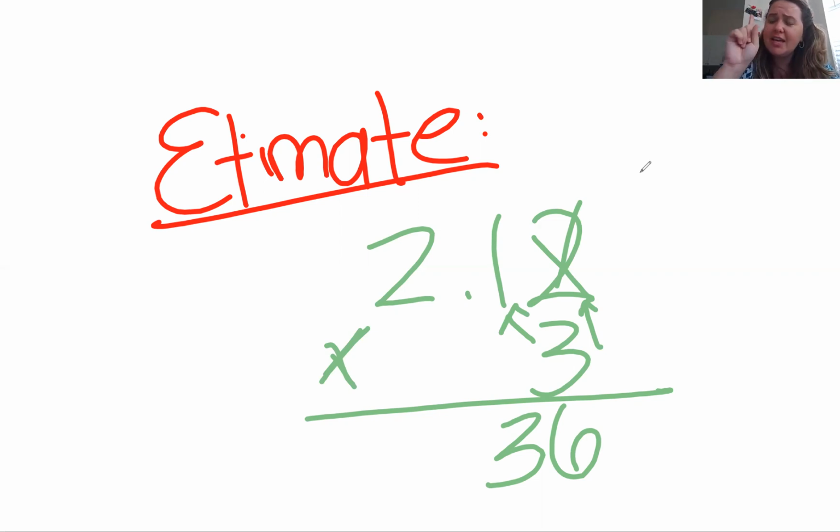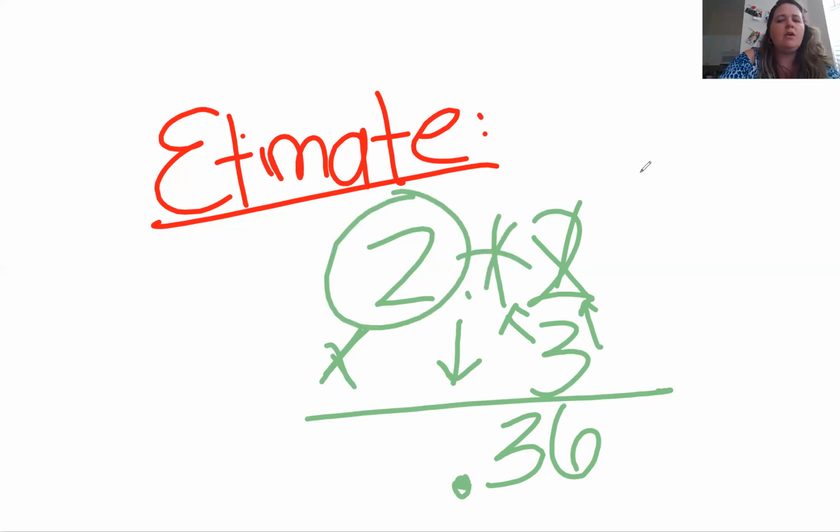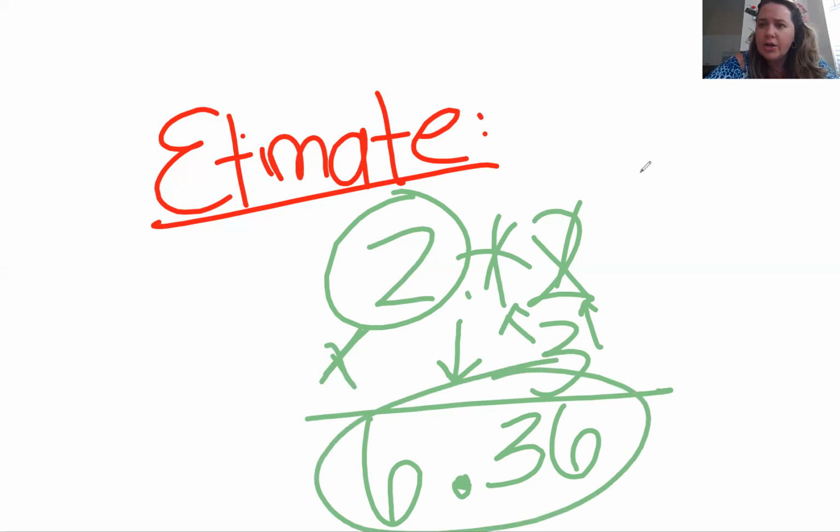But now, just like in addition and subtraction, I need to bring down that decimal point. So I bring the decimal point down, and now I can multiply by that last place value, which is the ones. 3 times 2 is 6, and I put that 6 right here. 6.36. I circle my answer, and I am good to go. That is my exact answer for this.